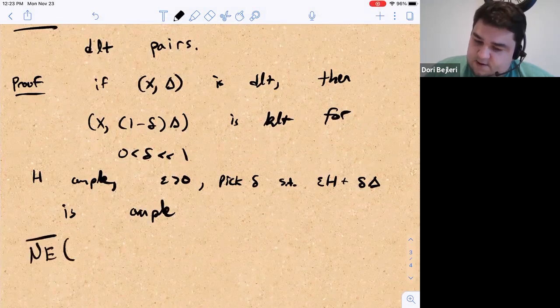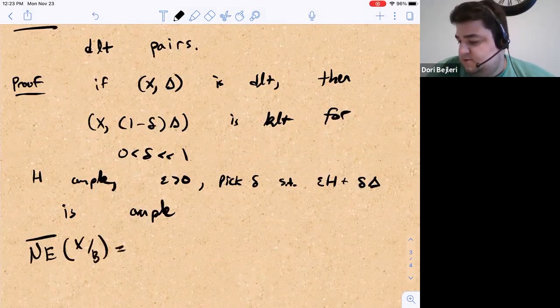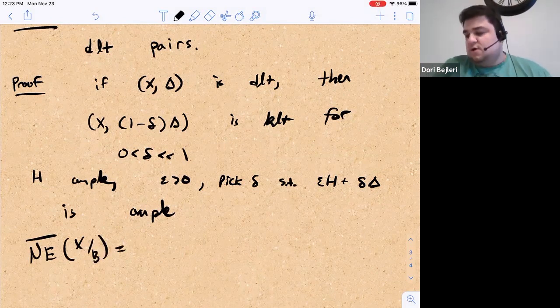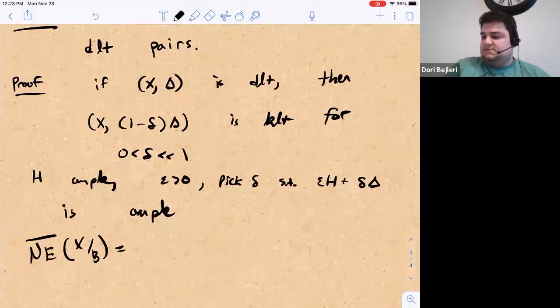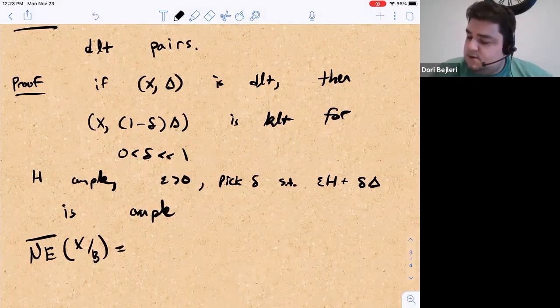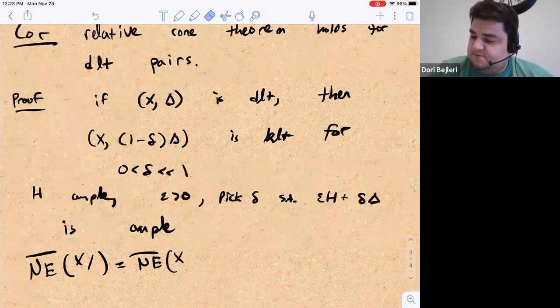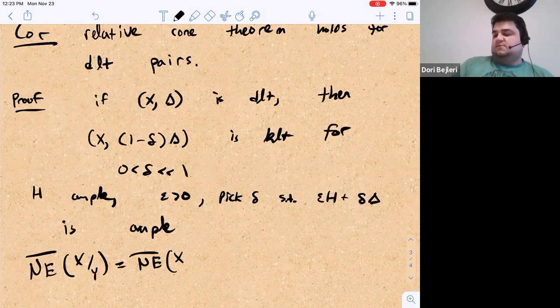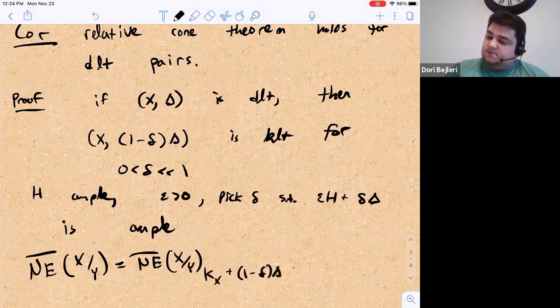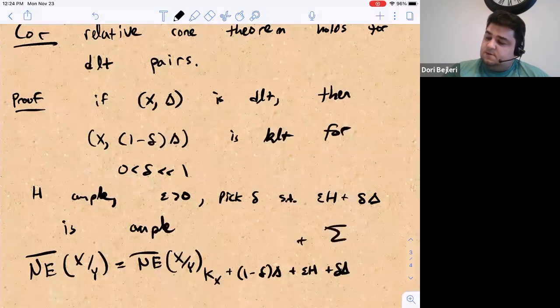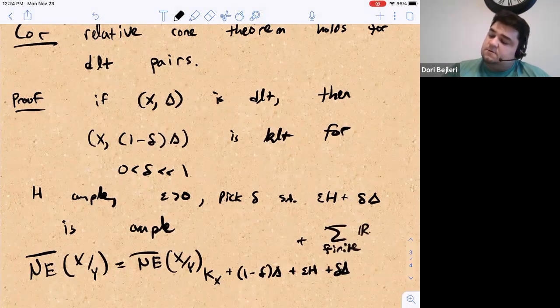And then we have that NE-bar(X/B) is, well, we apply the cone theorem to the KLT pair with 1 minus delta coefficient and with the ample being epsilon h plus lowercase delta uppercase Delta. So we get that this is NE-bar(X). And I guess I'll use the notation from the previous theorem, so we'll call it NE-bar(X/Y). Then NE-bar(X/Y) is NE-bar(X/Y) of K_X plus (1 minus delta) Delta plus our ample, plus a finite sum of negative rays spanned by curves.